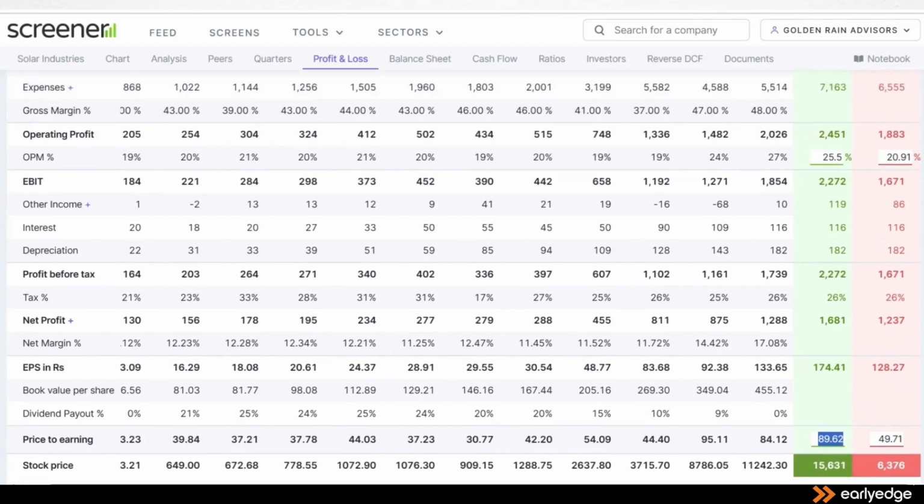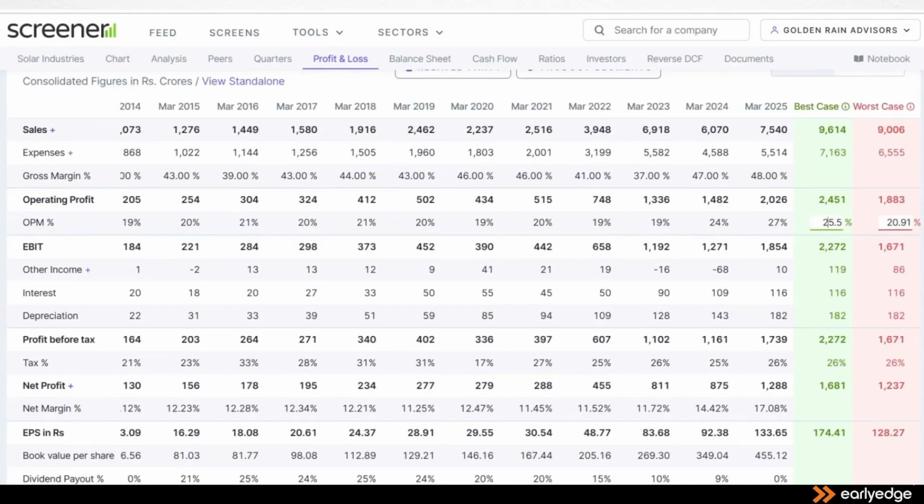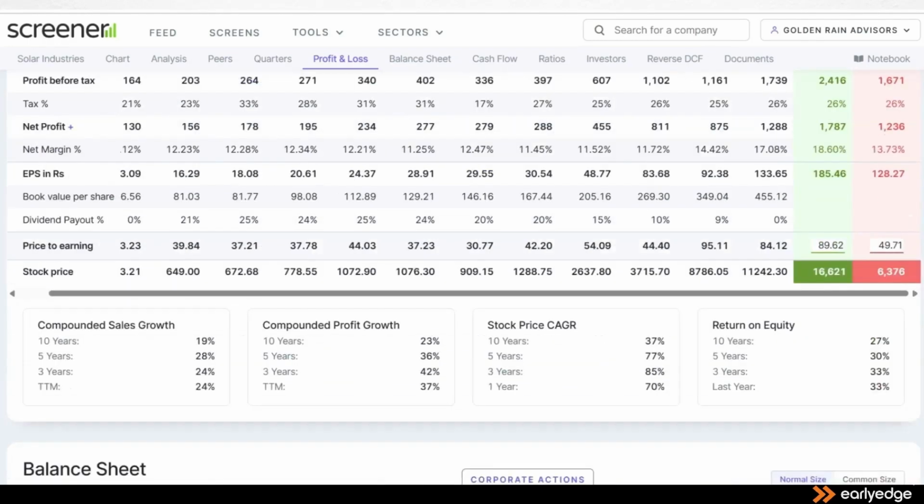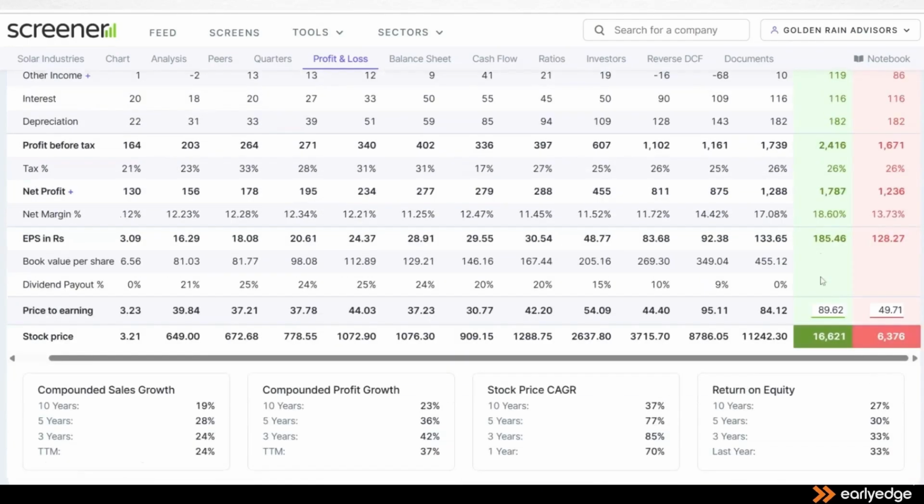Correct. And look at what small changes do. If you think the margins are going to be 27%, see the price has changed from 15 to 16,621. So small changes in margins can also have a magnifying effect on the price, similar to the PE.